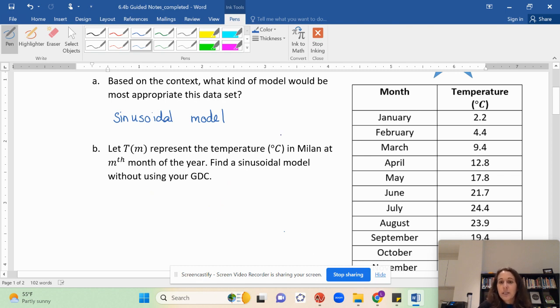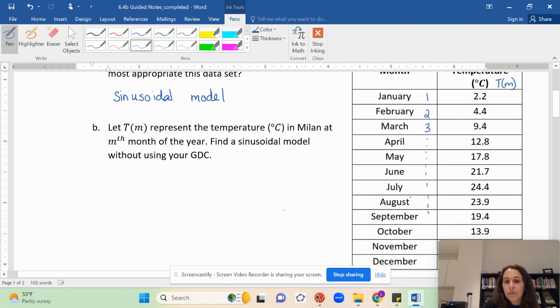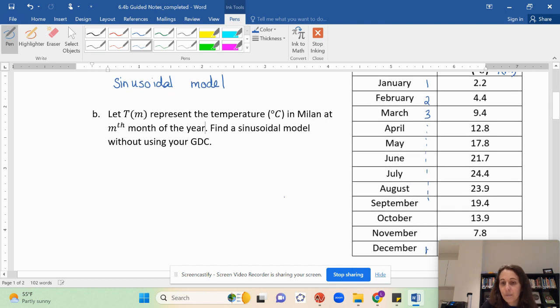We're going to let T of M represent the temperature in terms of the month, the mth month of the year. So January would be the first month of the year, 1, February would be 2, March would be 3, and so on down to December, which will be 12, the 12th month of the year. We need the months to be numerical in order to create a scatter plot and find a model, so we turn the months into a numerical variable 1 through 12.